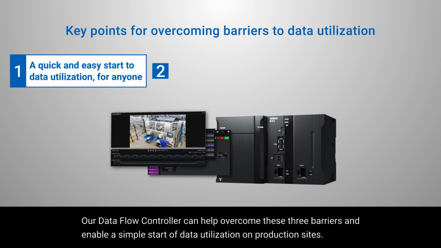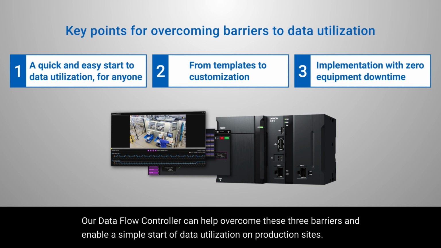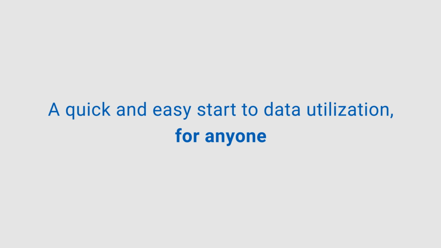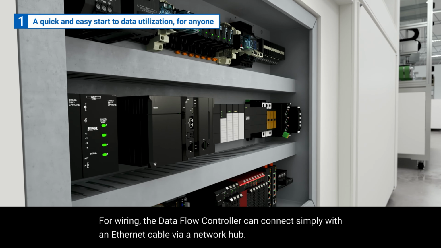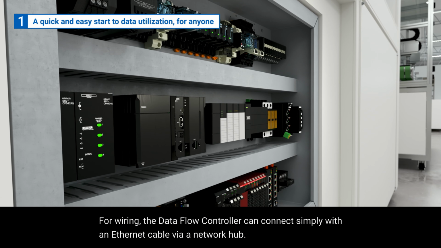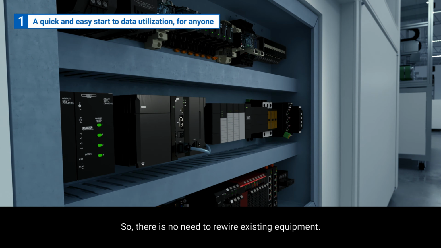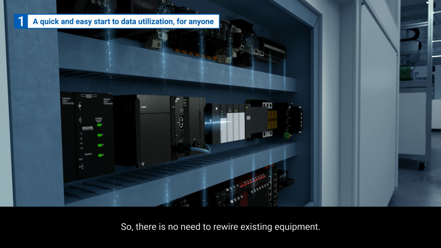Our Data Flow Controller can help overcome these 3 barriers and enable a simple start of data utilization on production sites. For wiring, the Data Flow Controller can connect simply with an Ethernet cable via a network hub. So, there is no need to rewire existing equipment.